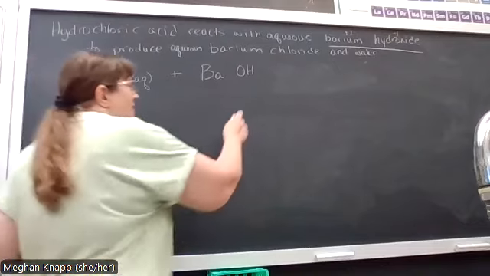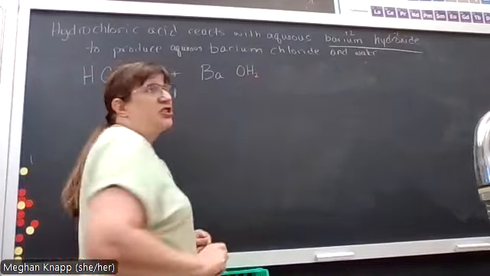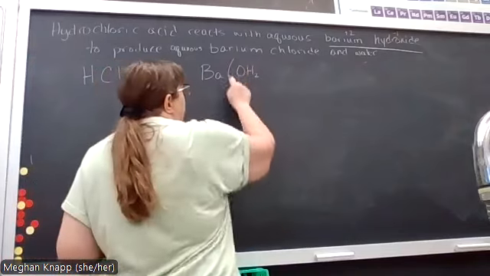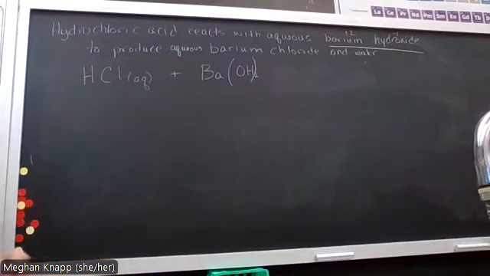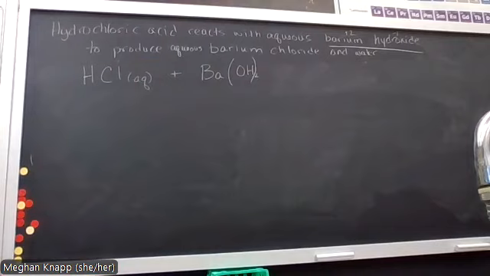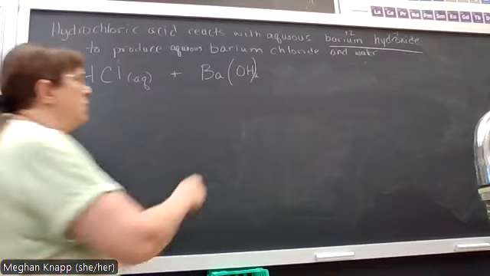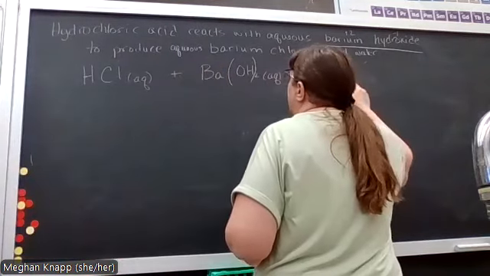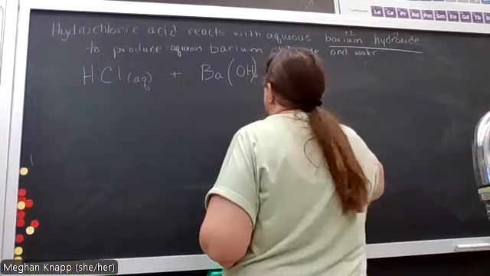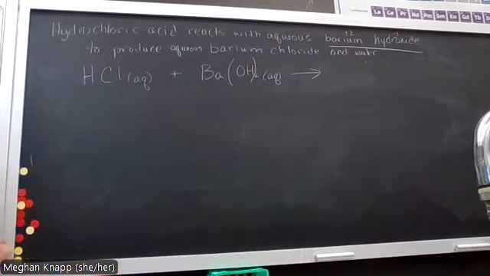okay? We can't just do this. That's really just another way of writing water. You have to put parentheses around it, so the 2 applies to everything: 2 oxygens and 2 hydrogens. All right, it tells us that that is also aqueous, so I'm going to put an (aq). And then it says it produces, so that means I get an arrow.